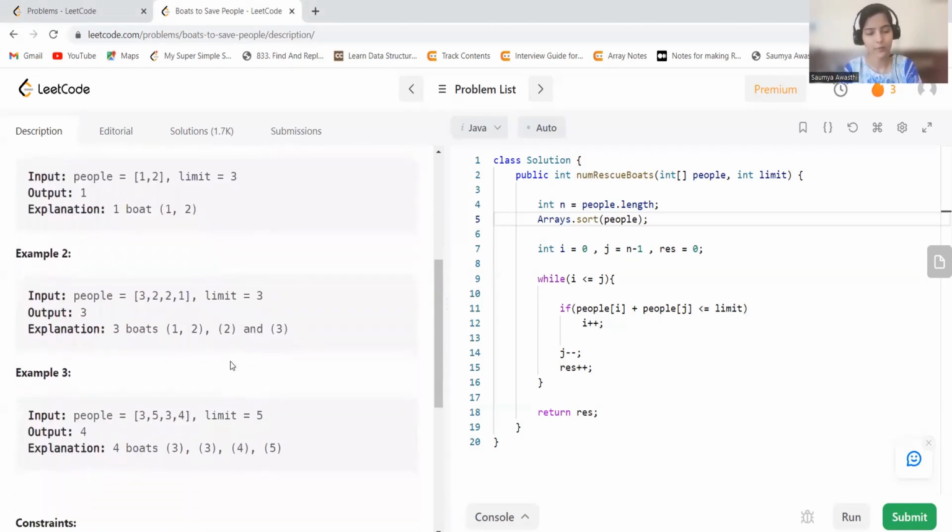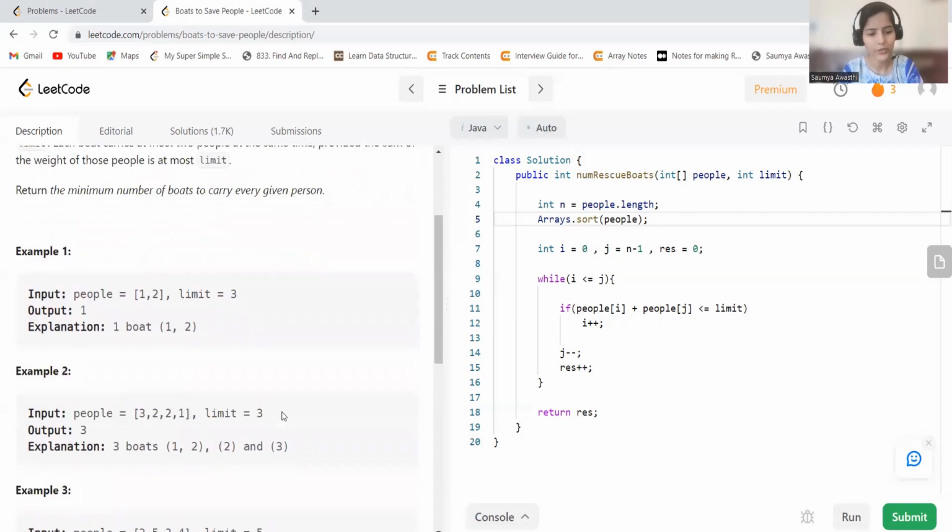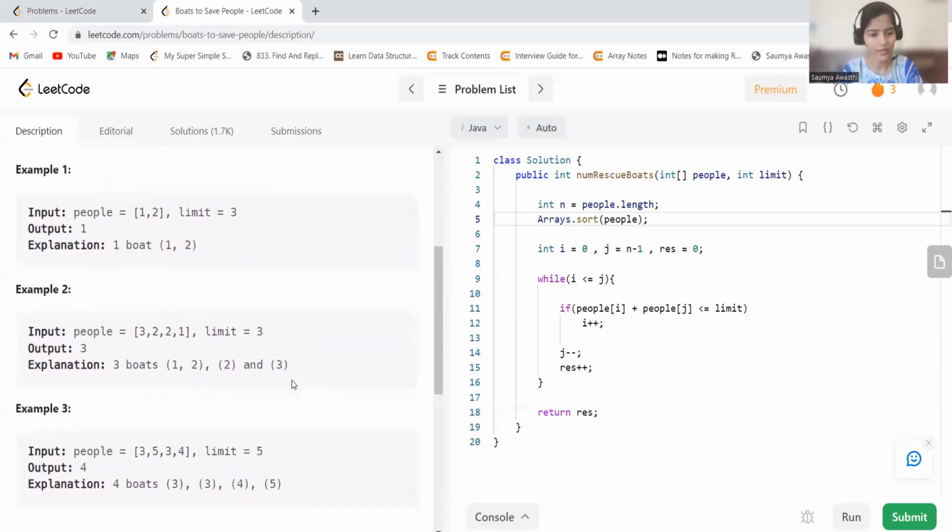Talking about the next example, here we have 3, 2, 2, 1, limit equal to 3. How many minimum boats are required to carry every given person? First we can have 1 and 2, then just 2, then just 3, because pairing the people having weight 2 or 3 is not possible with any other element, since 1 and 2 we already took, right? Then 2 alone we can take, and then 3.